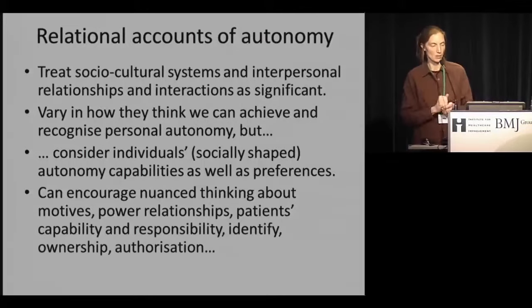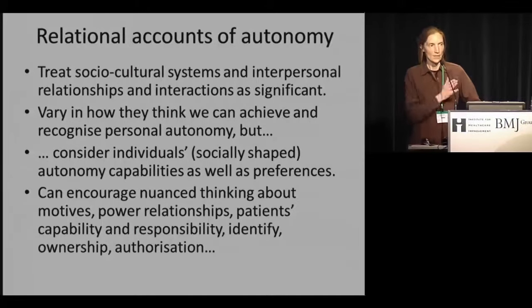Sorry, the bullets are a bit long on this one, but the first one is basically they treat social context as significant. And the accounts vary. There are different relational understandings of autonomy, but broadly, they don't focus on what preferences people have. They don't view what individualizes people as their different preferences. They pay attention to what capabilities we have. How are we able to be our own person and shape our own lives?